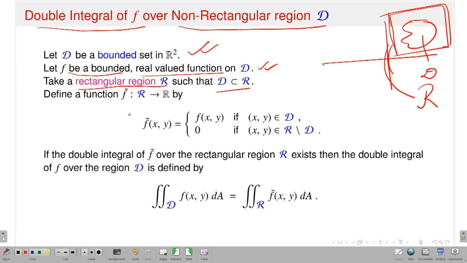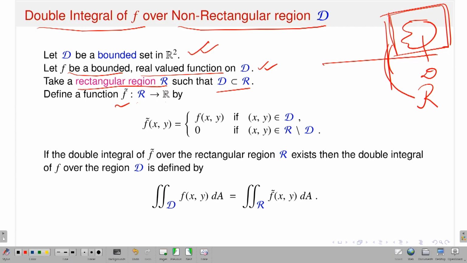Then what I will do? Then I will define a function f2 del on the square region R that I have just obtained, or I have just made a square region which contains my bounded region D. What I am doing is that I define a function f2 del from this square region, or rectangular region, to R. Okay, not square, I should say rectangular, that is very important.